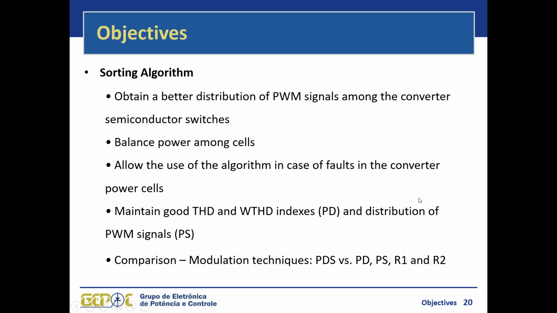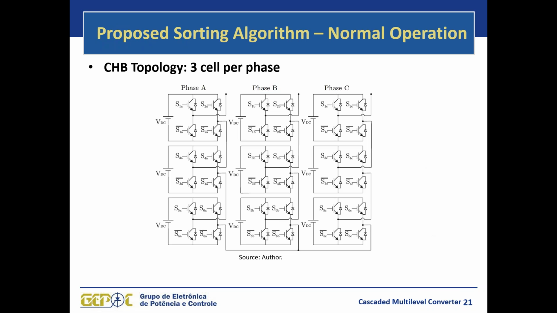So if you're interested in more strategies to deal with distribution of the pulses among the cells, in the paper that we have published, we have a more detailed literature review regarding this issue. So let's come to the proposed strategy. We are going to work with this three-phase cascaded topology with 3 cells per phase. That is the same one that we have implemented in our lab as our experimental setup that I'm going to show you in the last part of the presentation.